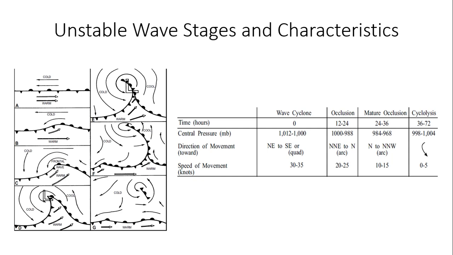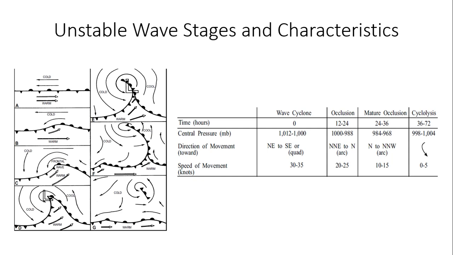At point C, you definitely can see the frontal wave fully developed. The surface pressure is falling at this point as well. Your winds are picking up in speed. You've got southwesterly winds ahead of the cold front. You have more of an easterly, east-southeast wind ahead of the warm front, and then you've got these northerly and northwest winds behind the cyclone, behind that cold front.